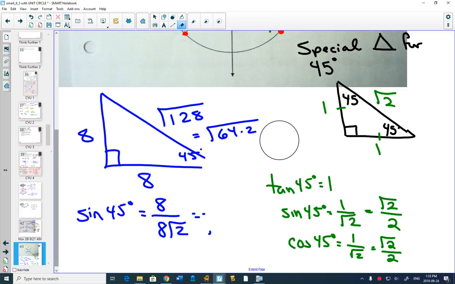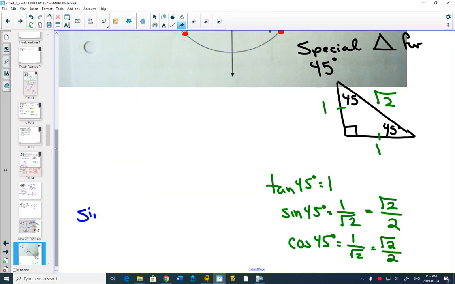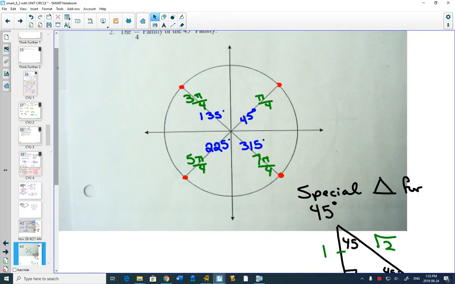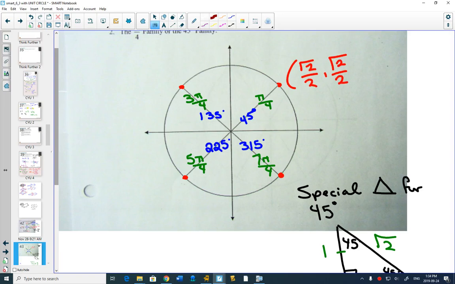So what's the power of this? I'm going to erase this blue part. We can take these numbers and now we can go to our unit circle and say the big idea of our unit circle is the coordinates are cos theta comma sine theta. So my coordinates here are root 2 over 2 and root 2 over 2.